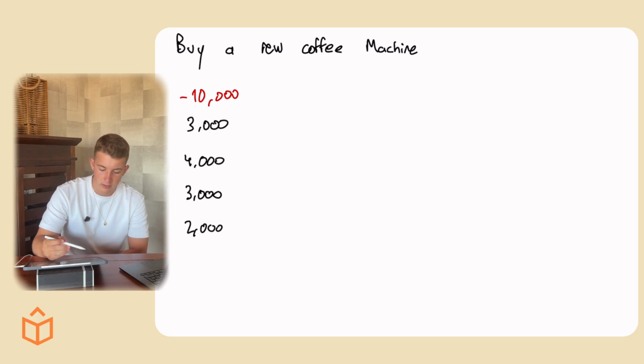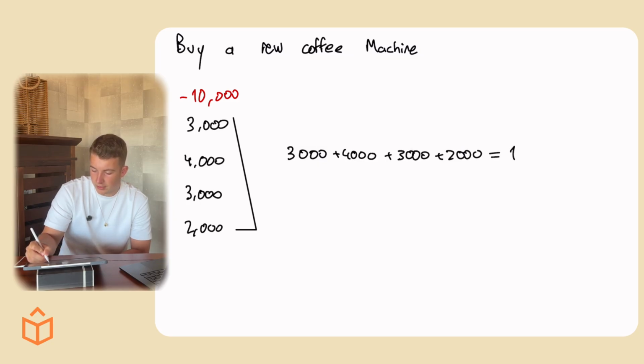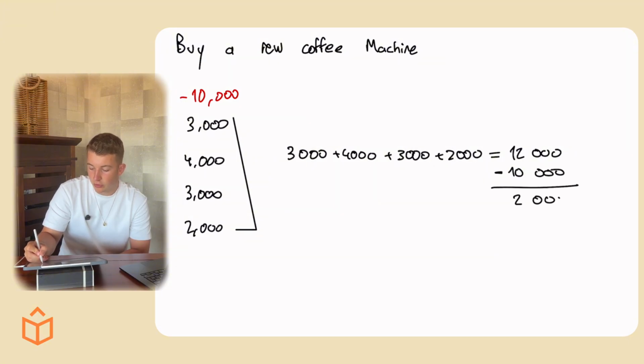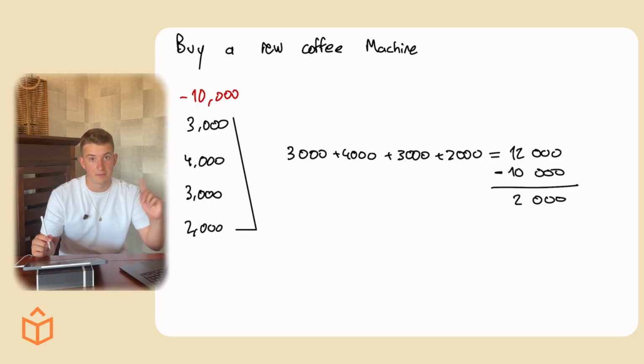So what we have to do first is calculate the profit of the investment. So we add up all of the inflows and subtract the outflow, which is 10,000. So we add up 3,000 plus 4,000 plus 3,000 plus 2,000, which is equal to 12,000. And we subtract our initial investment, which is 10,000. So we can say our total profit was 2,000. But this, as I mentioned, is the total profit, not the profit per year.